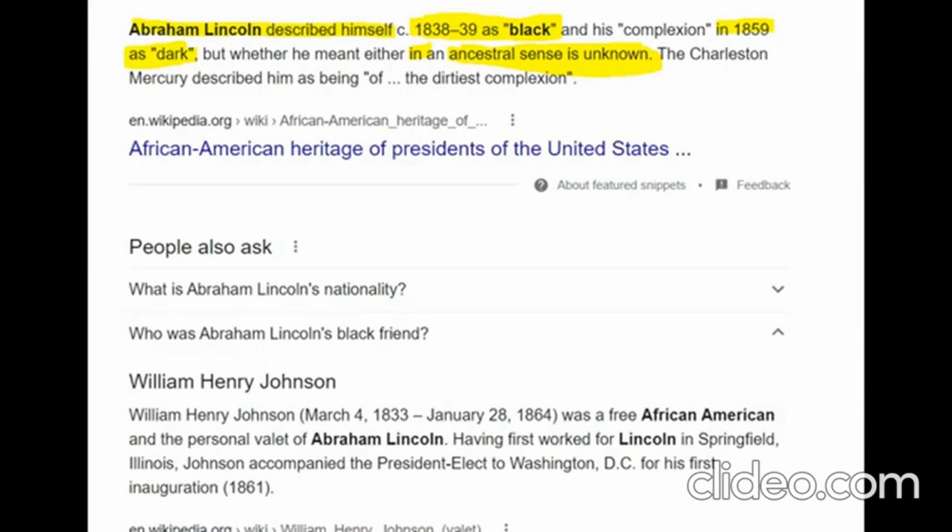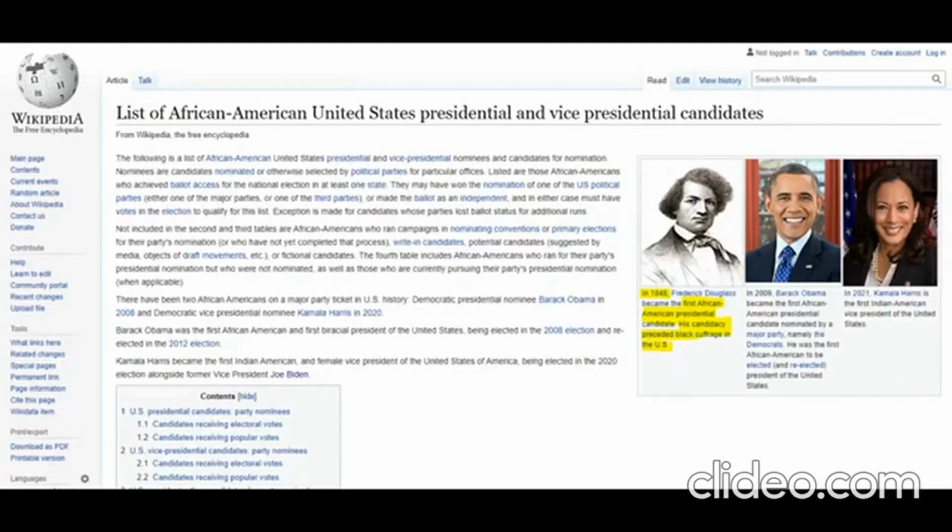And if you go to what Abraham Lincoln said about himself, Abraham Lincoln described himself back in 1838, 1839 as a black man, as having black complexion. In 1850, he described himself as dark. And in 1860, when he became president, he had a group of black men with him. One of the black men was William Henry Johnson. So during the president-elect period, there was a group of black men. Now, this is before the Civil War started.